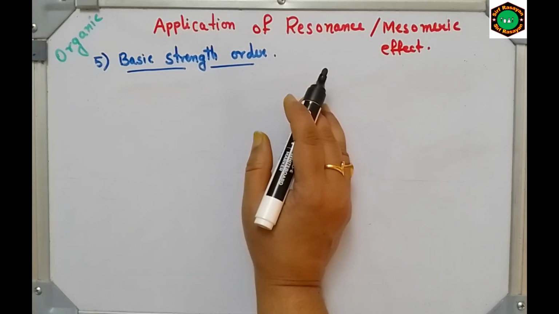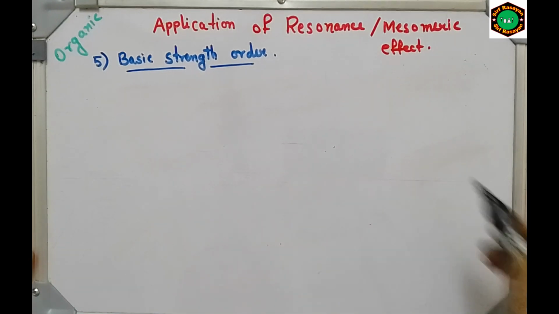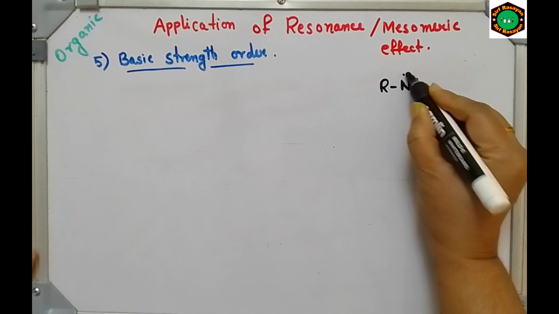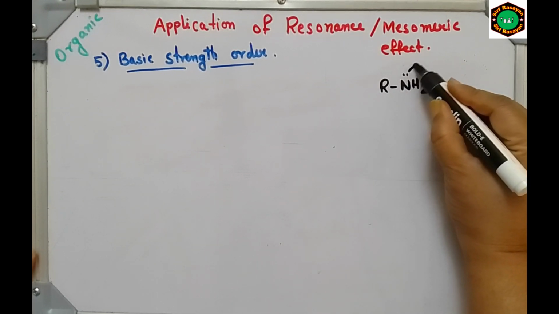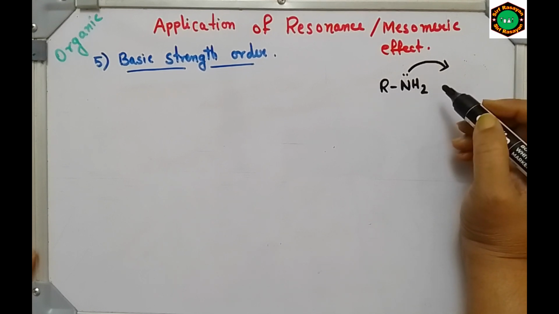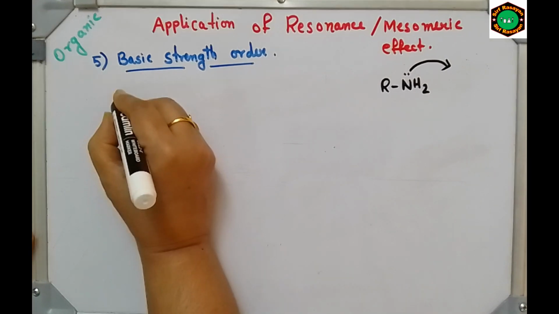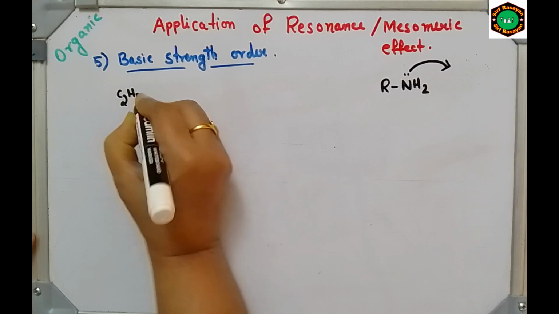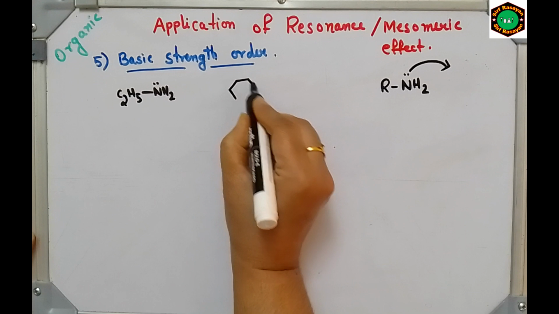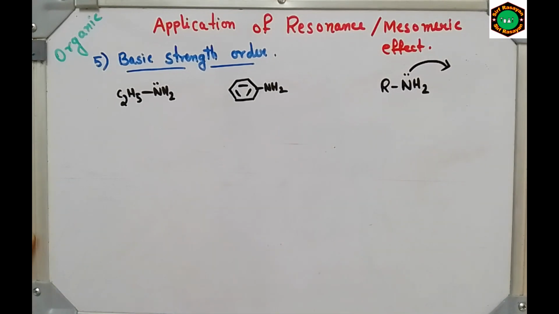Now see, the next application of resonance is to decide the basic strength order. The basic strength of an amine depends on the availability of the lone pair on nitrogen. If the availability of the lone pair on nitrogen is more, it is more basic. If the availability of the lone pair is less, the compound is less basic. Now see, between ethylamine and aniline, which one is more basic?